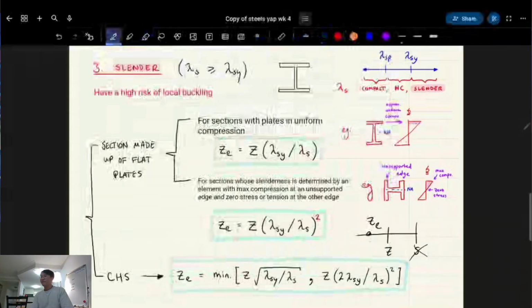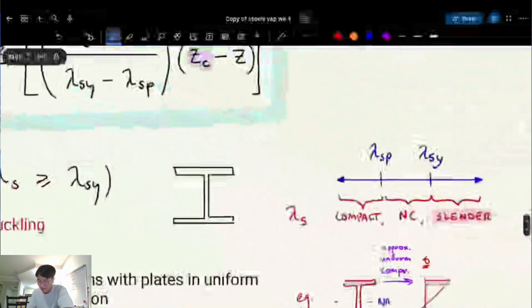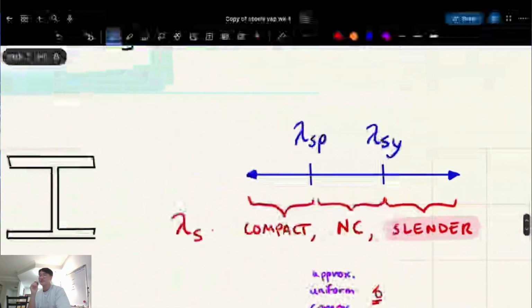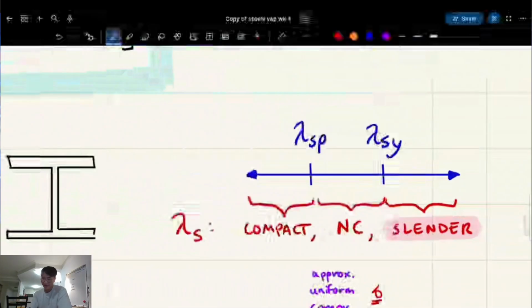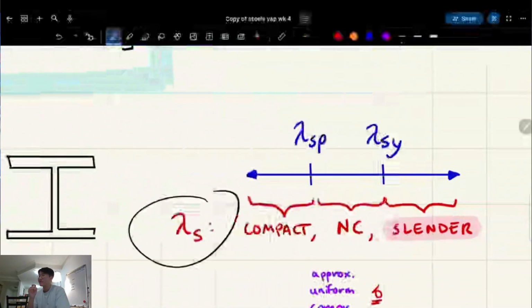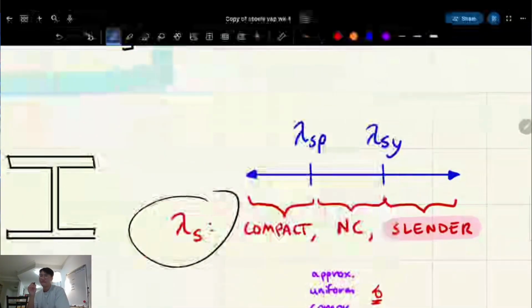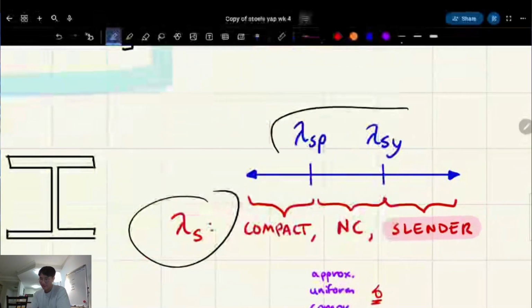How are you meant to know if it's slender until you find it? Actually, you can determine the slenderness from the previous step, before you even found Z and S. Here, it's this little timeline thing. I've just thought of compressing it all. So basically, lambda S is your section slenderness, right? Yeah. And if it falls above these two numbers, it's slender.